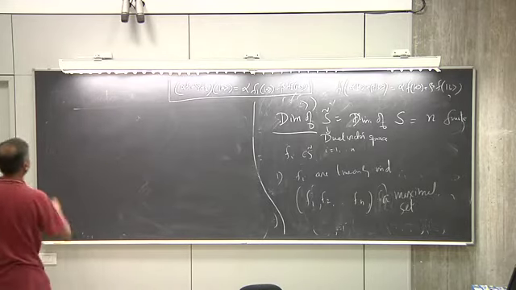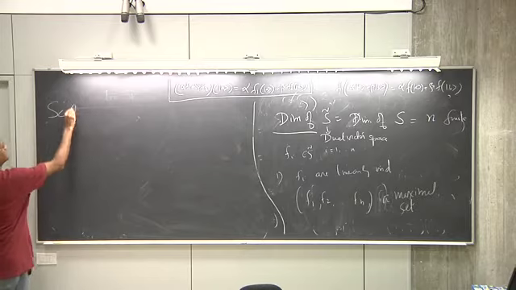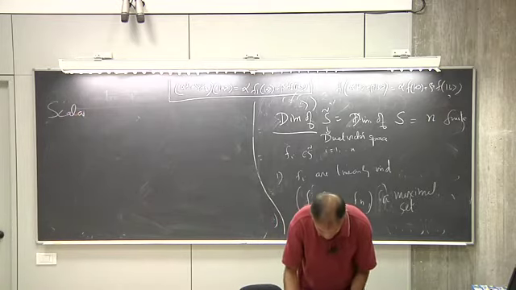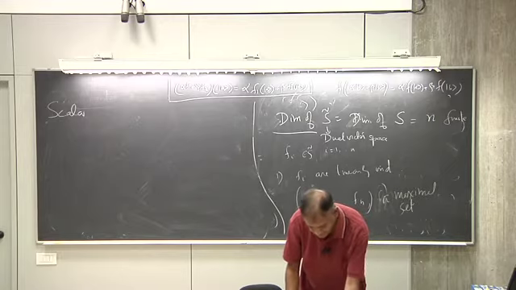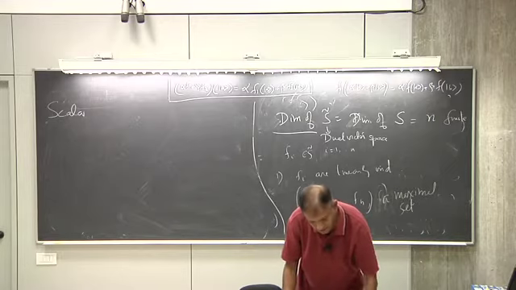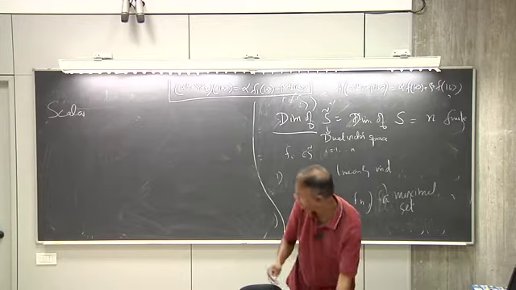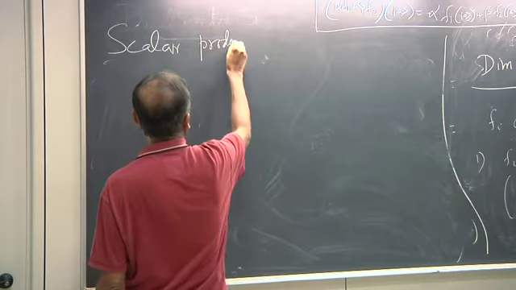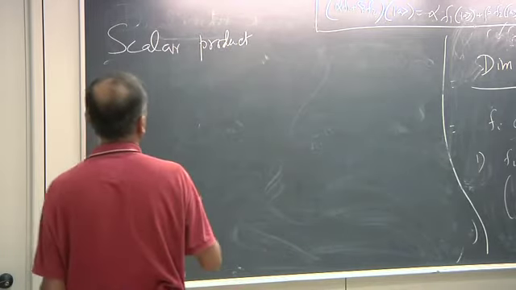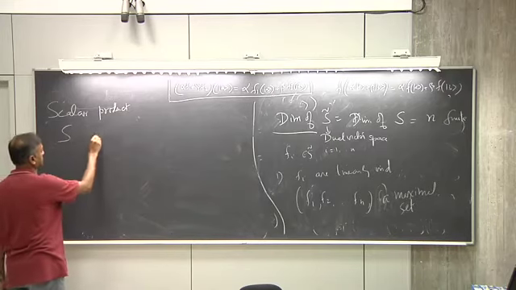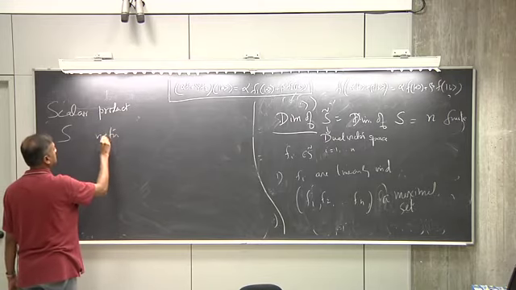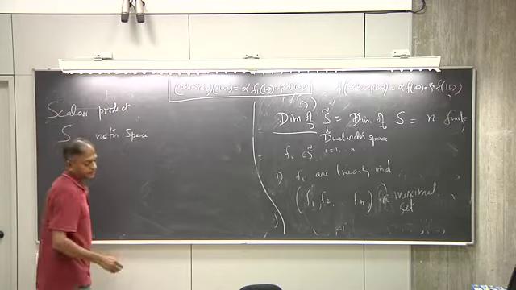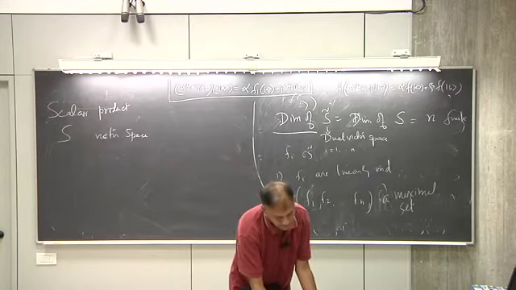Okay, now let's define a scalar product. Or inner product, what is it called? Scalar product. Yeah. So S is again a vector space.